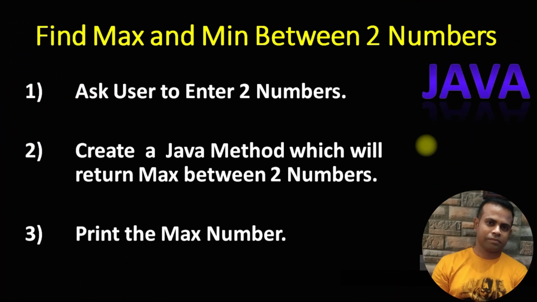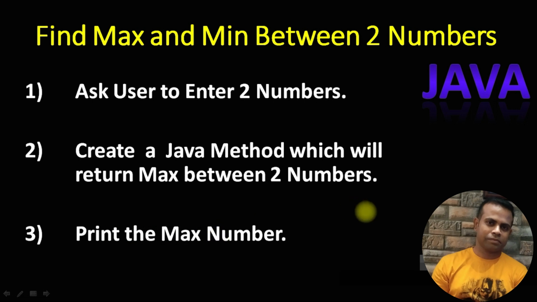You have completed the previous two Java method classes. Now today our problem statement is that we have to create max and min between two given numbers. We have to create a method which will basically return the maximum of two numbers. Again, we will create another method which will return the minimum between two numbers, and finally we have to print the max number and min number.